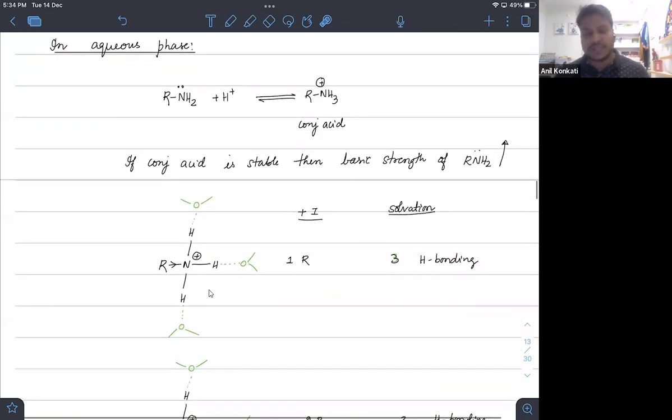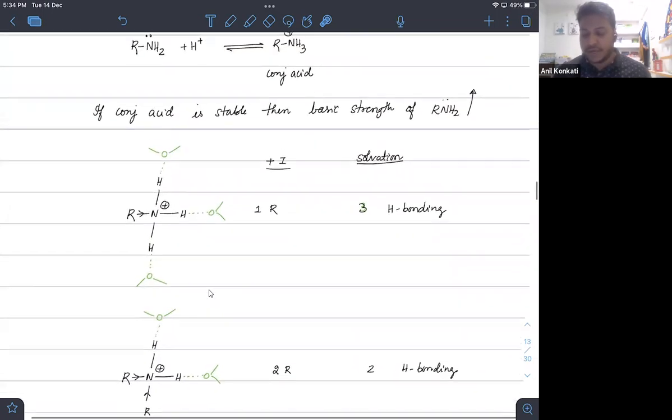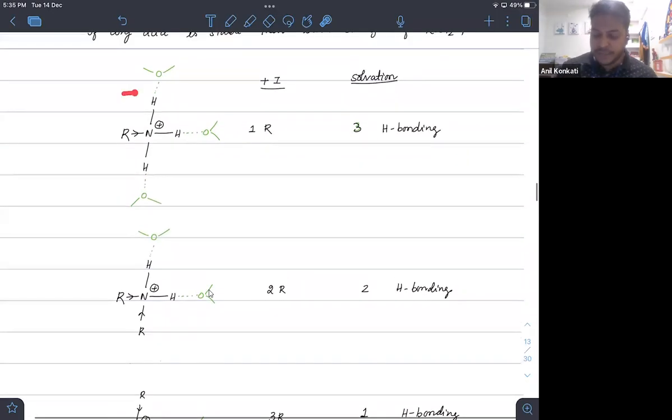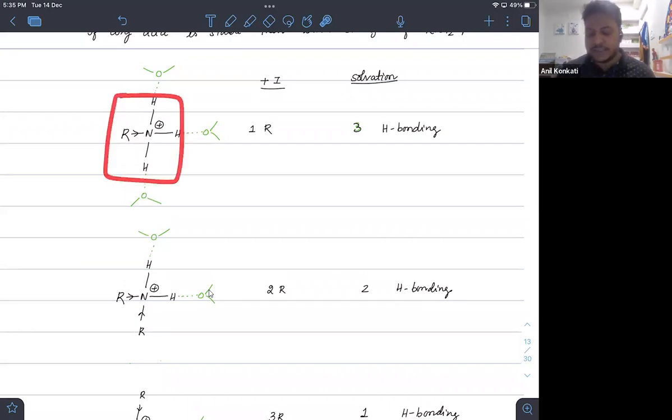But in aqueous state, in aqueous medium, what happens? All the forms of anilines or ammonias would take H plus and become a conjugate acid. So here we describe the basicity on the basis of stability of the conjugate acid. If the conjugate acid is stable, we say the basic strength is more. So we can look at how we can describe that. Suppose we take a primary amine, RNH2, it will become this conjugate acid, RNH3 plus.